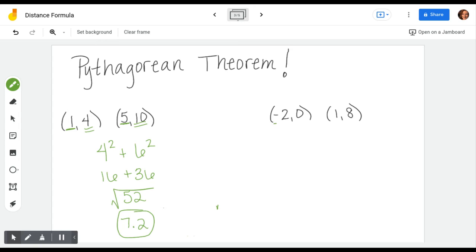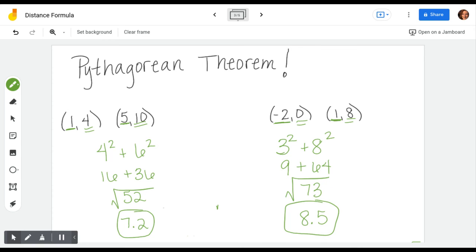On this one, to get from -2 to 1, it takes 3 moves, and I'm going to square it. To get from 0 to 8, it takes 8 moves, and I'm going to square it. I'm going to add those together because this is like my a squared plus b squared. So that's 9 plus 64. That gives you 73. So that's like c squared. And then to get c, you always take the square root from that point. So the square root of 73 gives me about 8.5. That's honestly all it is.